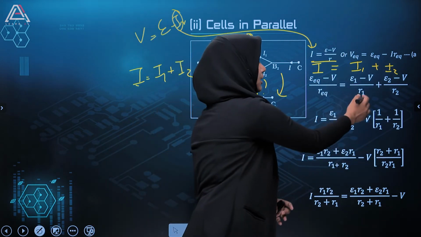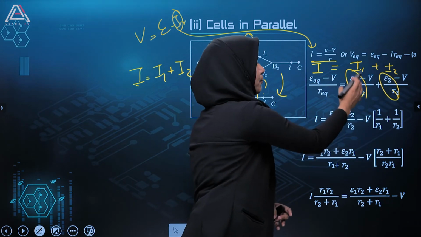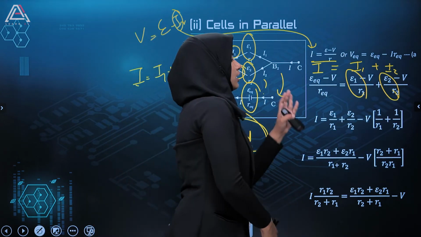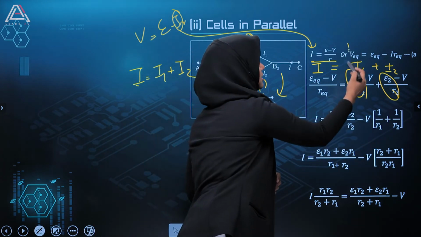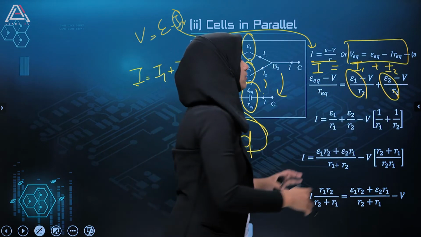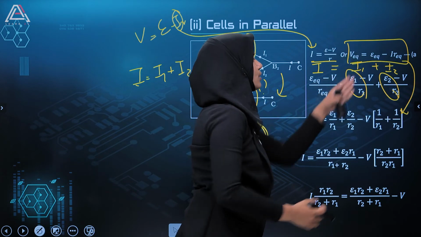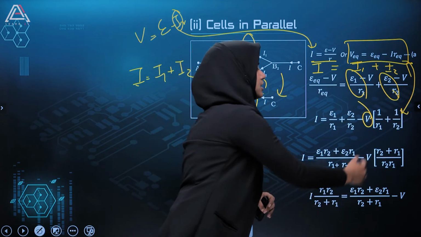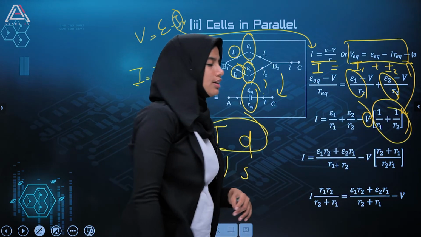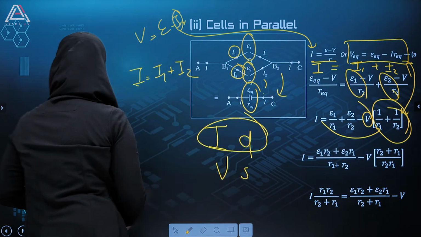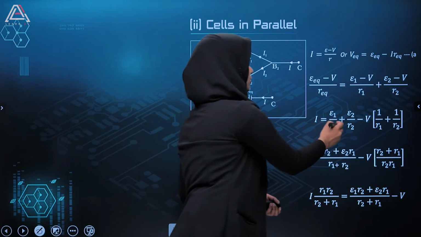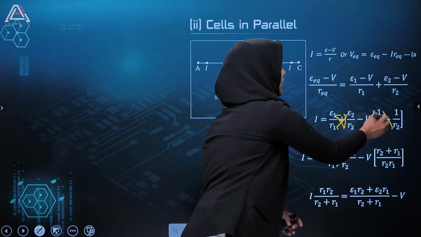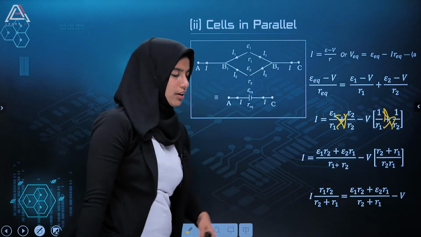So I can write E1 by R1 plus E2 by R2 first, minus V into (1 by R1 plus 1 by R2). Okay, now here this is the general equation that we have. So we have to convert this particular equation with respect to this. We need to find the value of V equivalent on one side, so I am going to take the related terms to the other side. Before that, I am going to cross multiply it. So (E1 R2 plus E2 R1) divided by R1 R2 minus V into (R2 plus R1) divided by R1 R2.